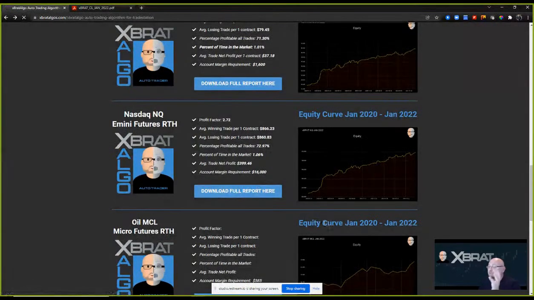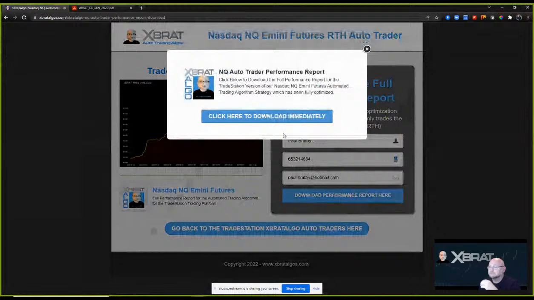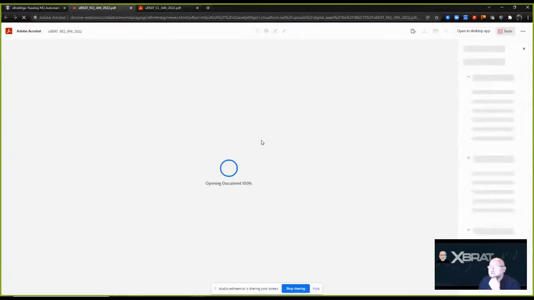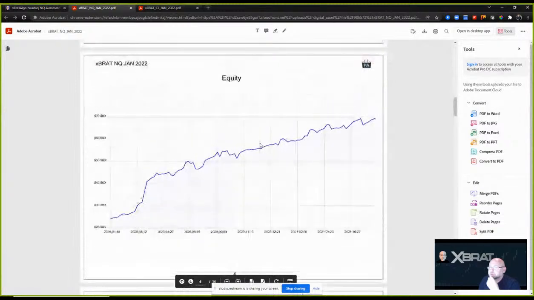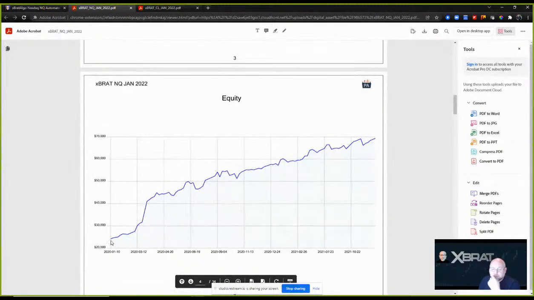So when you download the report here, you will look at the equity curve. And you'll see, yeah, starting with about $23,000, ending up nearly $70,000. So it's about what trade size, account size you've got, and what you can do.